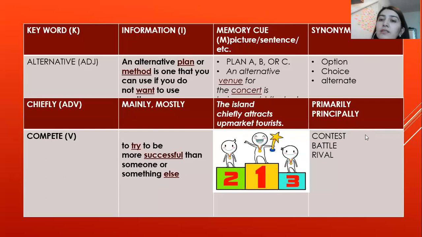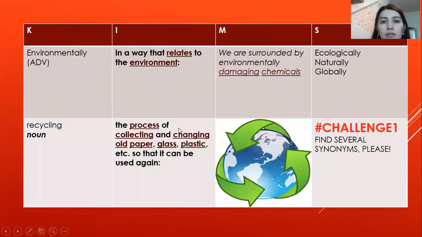And here you can see three more synonyms: contest, battle, rival. Of course, you should use them depending on the context. Let's continue with the next words. Sorry, just a minute. Okay, it works now.